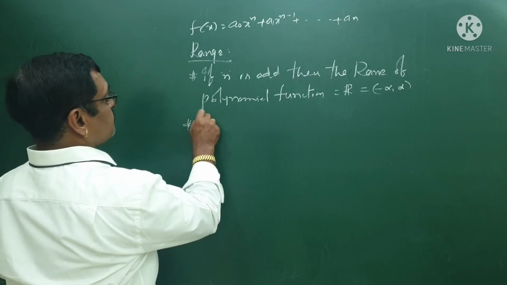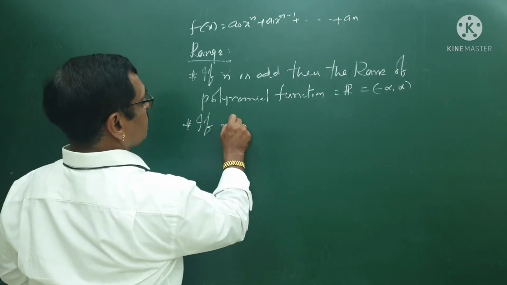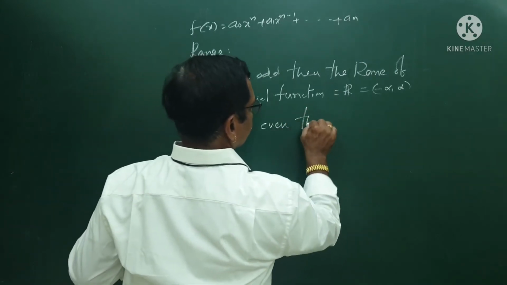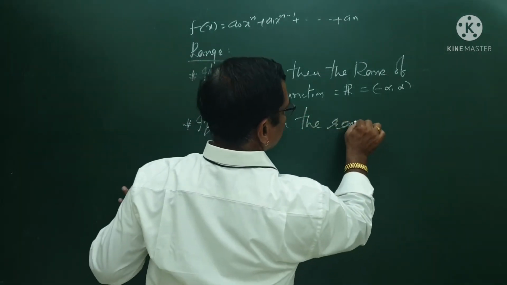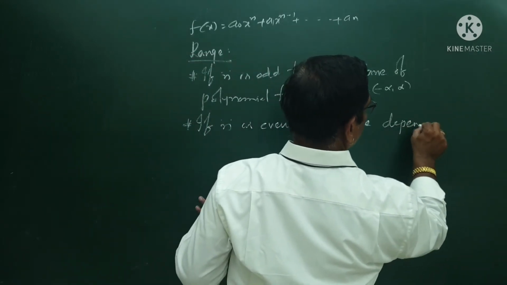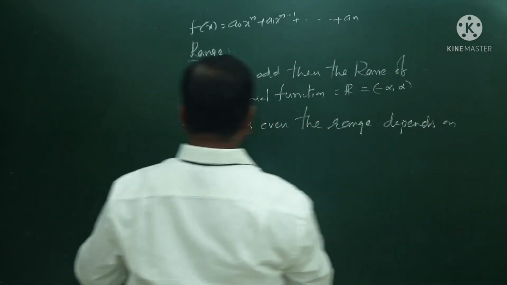If n is even, the range depends on the working rule.